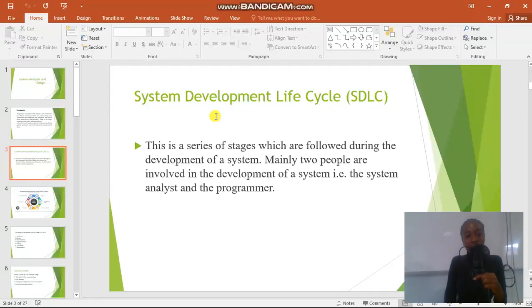And who is the programmer? This is a person who writes different codes in a computer using different programming languages. For example, we have Java, we have C++, we have CSS. CSS is where people change the background color of a monitor.